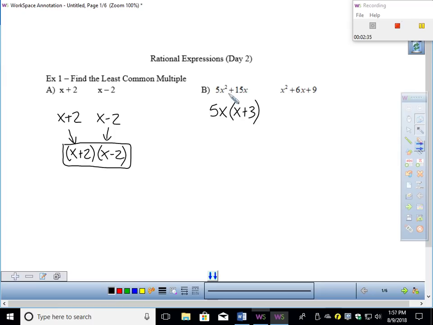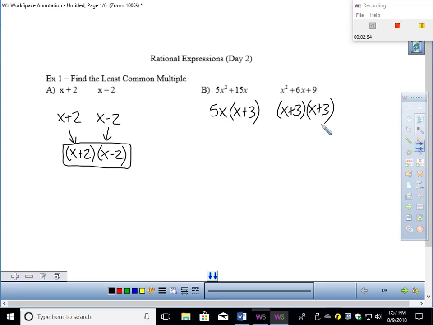So this polynomial in standard form can be written as a product of 3 factors: the 5, the x, and the x plus 3. Here we have a little quadratic trinomial, and so I'm going to factor it into a product of its two binomials, and it would just be x plus 3 times x plus 3. So here's what I'd ask you to do. Take a moment, pause the video, and see if you can use the factors in each list to come up with the least common multiple.